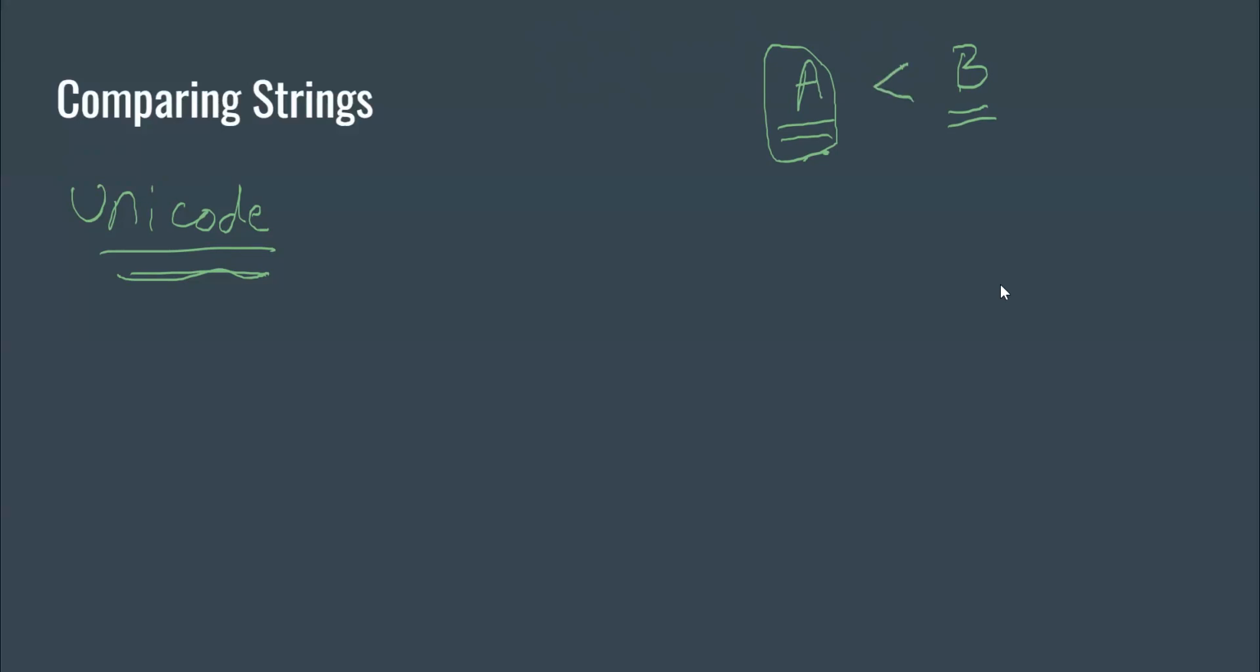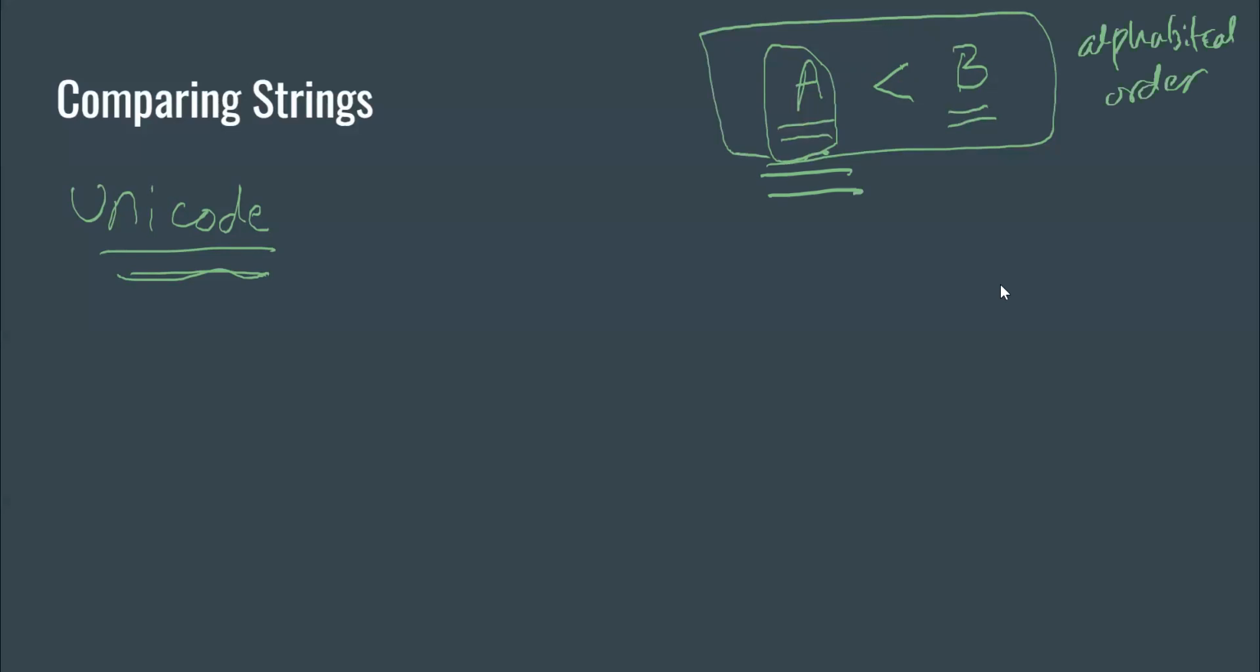Now, one way to think about this, to simplify the issue, is to think about alphabetical order. Which one comes first, A or B? We know A comes first. So basically, whatever comes first in alphabetical order is smaller. For example, if you have the string AB and the string AC, AB will come first alphabetically, so it is smaller.